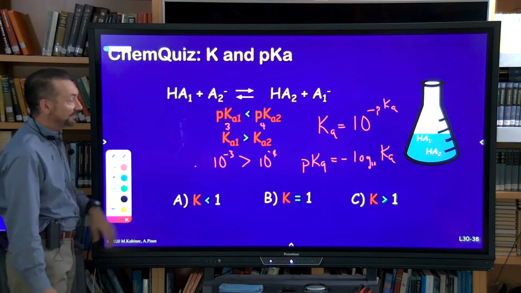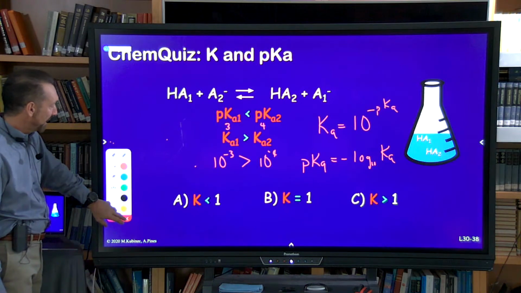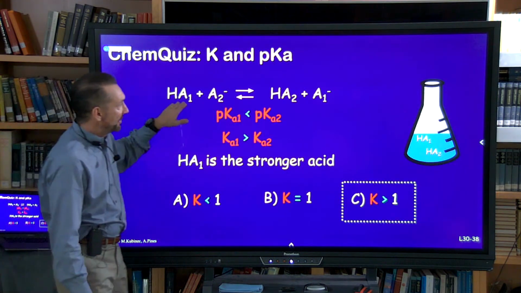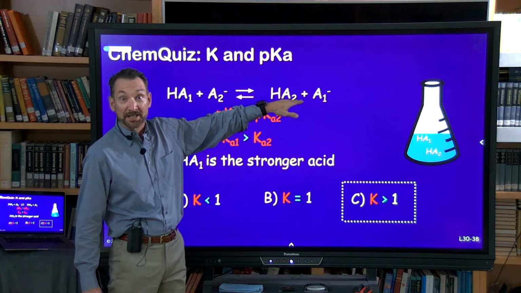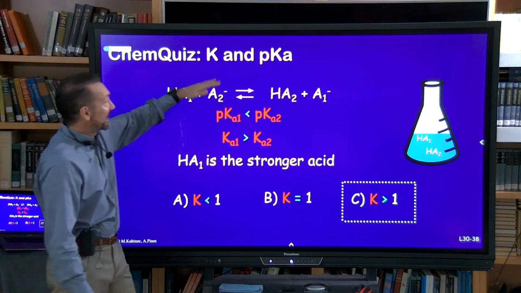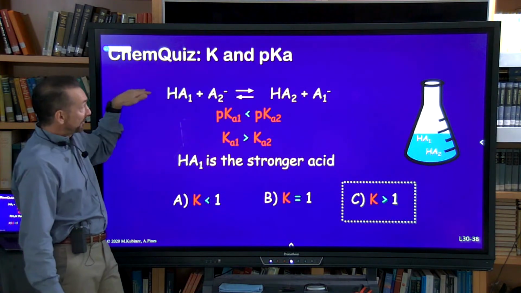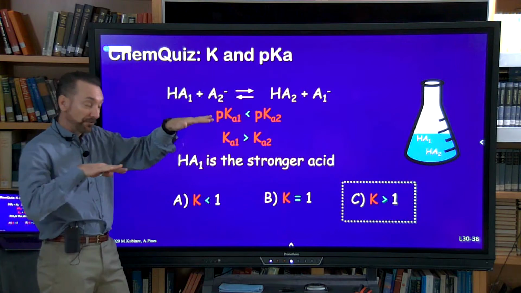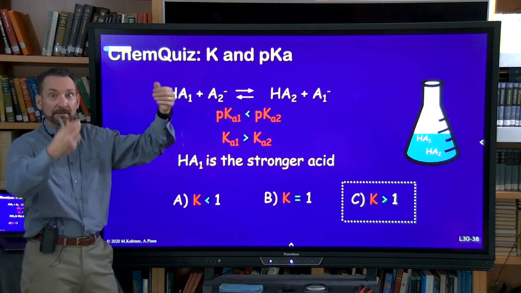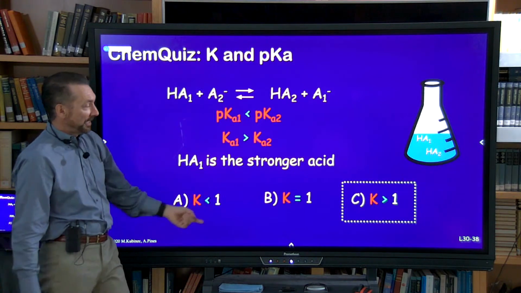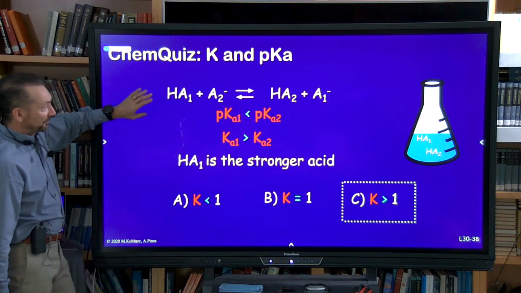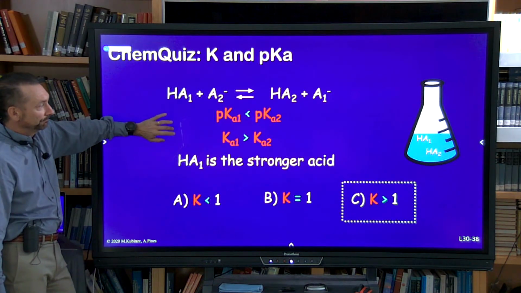So you would guess then, if it's better at getting rid of its proton, HA1 is the stronger acid, that this equilibrium would lie to this side. It's better at getting rid of it. And you could actually derive that. You could take the two reactions with water, flip them over, and add them to get this, multiply equilibrium constants together, and you would find K is bigger than 1. That's a good exercise to go through.